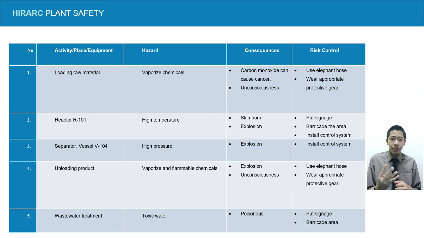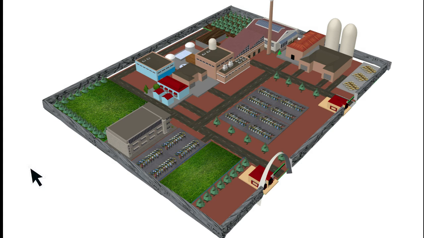The next potential hazard is vaporized and flammable chemicals at the unloading product activity. This hazard can cause unconsciousness and fire, which can lead to explosions at the plant. It is advisable to use an elephant hose and wear appropriate PPE when doing this job. The fifth hazard is toxic water at the waste treatment. This toxic water can cause poisoning, and it is advisable to put signage and barricade the area as the risk control measure. Thank you.